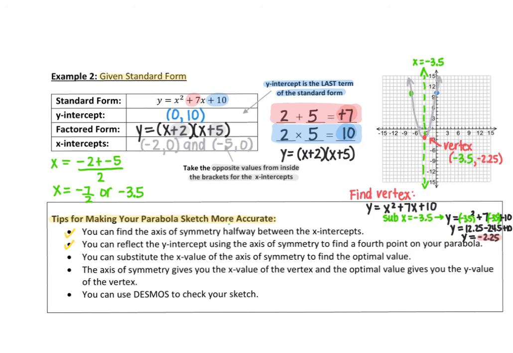An alternative to using algebra to find the y-coordinate of the vertex would be to use Desmos in order to check your sketch and to make it more precise by looking at the key points along the graph. To do this, you could enter either the standard form or the factored form into Desmos and check out the key features of the resulting graph.